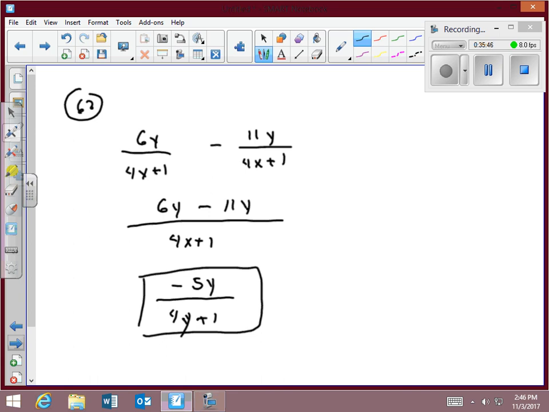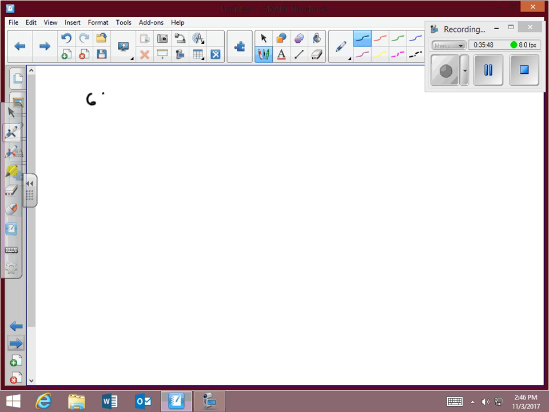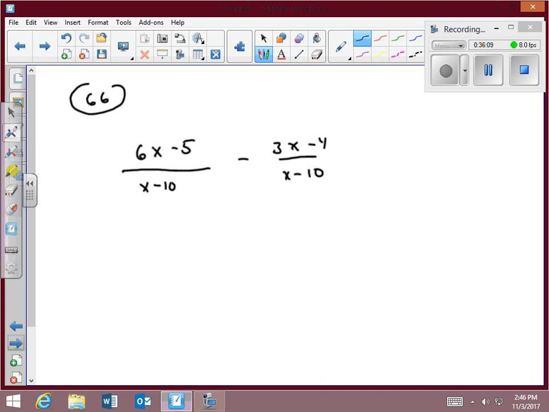Okay. Now do 66. It says 6x minus 5 over x minus 10, then minus 3x minus 4 over x minus 10. Now once the denominators are the same, you write x minus 10 as the single denominator. Now in the numerator, 6x minus 5. I could put a bracket around there, but do I need to? No, because the signs are not going to be changed.